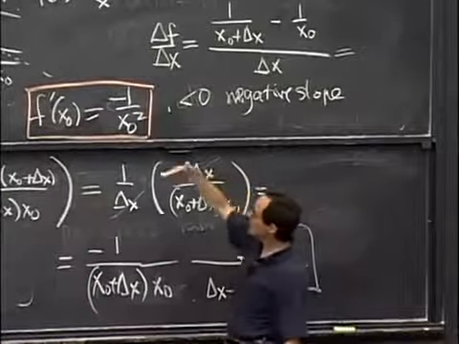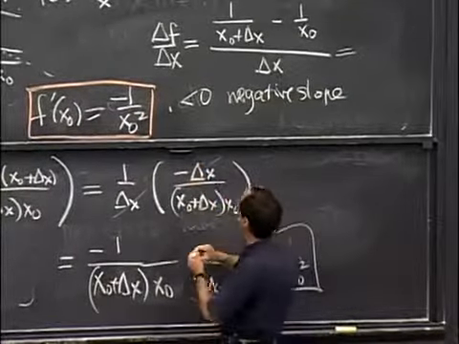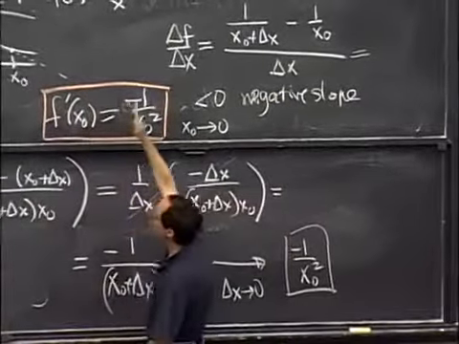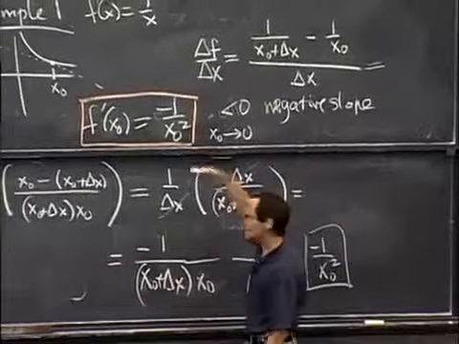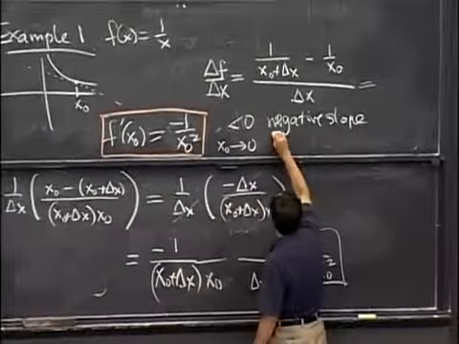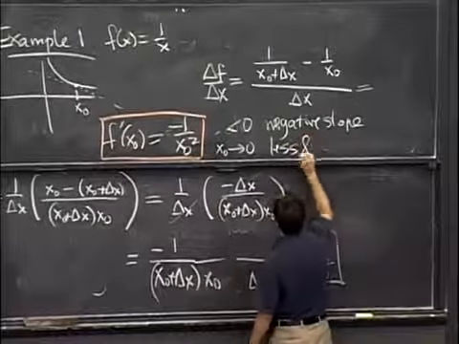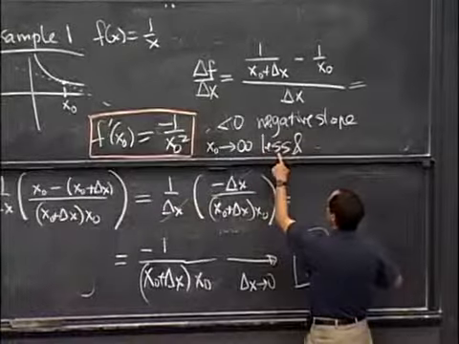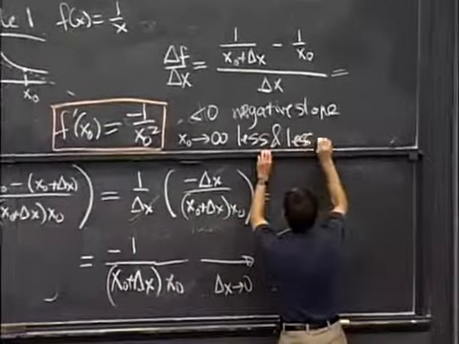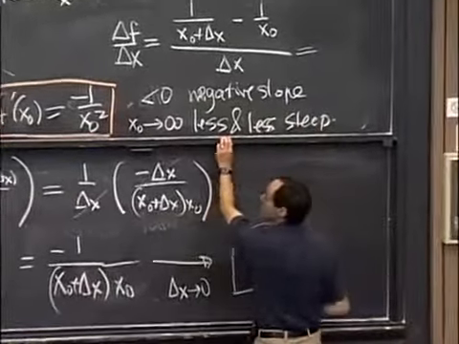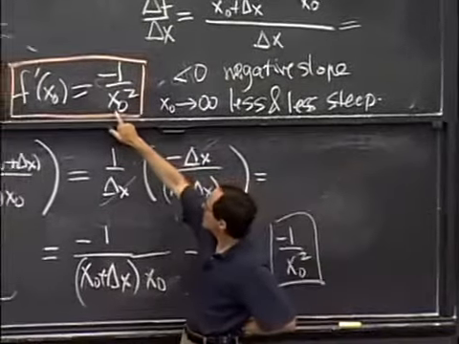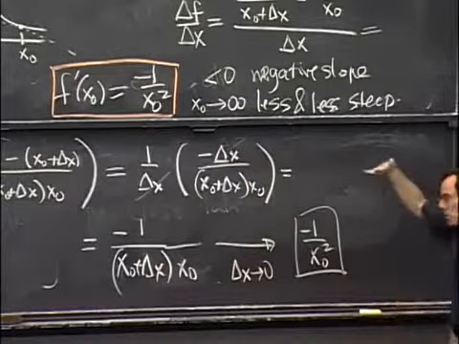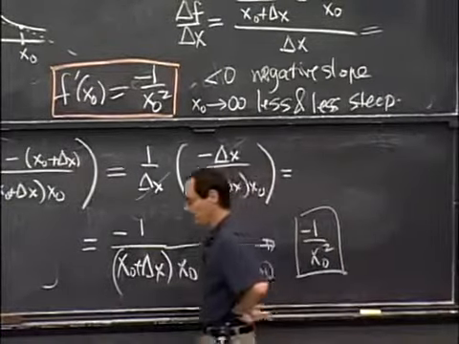And the second thing that I would just like to point out is that as x goes to infinity, that is, as we go farther to the right, it gets less and less steep. So, whoops, as x0 goes to infinity, not 0. As x0 goes to infinity, less and less steep. So that's also consistent here. When x0 is very large, this is a smaller and smaller number in magnitude, although it's always negative. It's always sloping down.